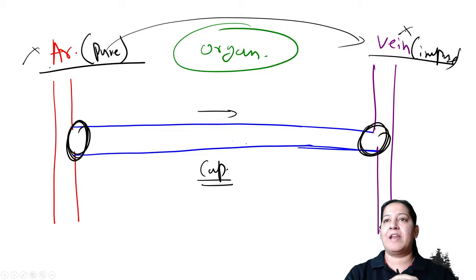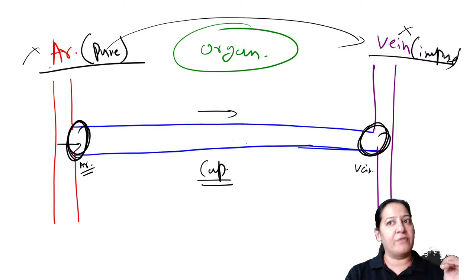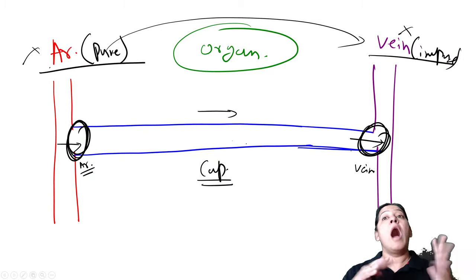Let's talk about capillary. Capillary has two ends. This is the arterial end of the capillary. From here, pure blood is entering. And this is the venous end of the capillary. From here, impure blood is exiting out. Give me a thumbs up if you got till now how it is happening.